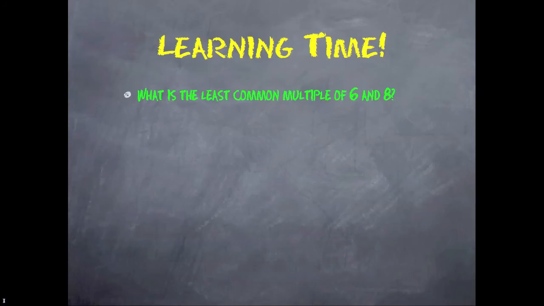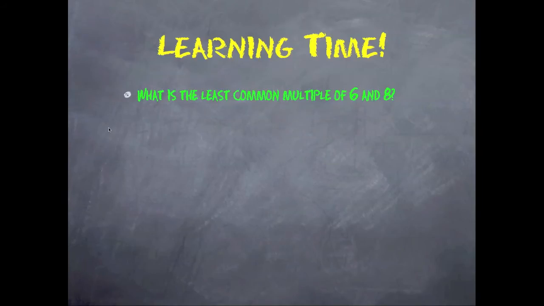So let's do an example. For our example, we're going to determine the least common multiple of 6 and 8. Use the mouse pointer as a pen, and we'll start with the number 6 here and the number 8 here. So we'll list the multiples for 6.